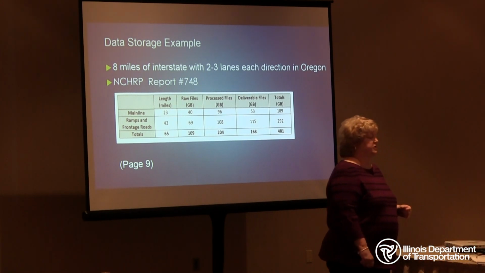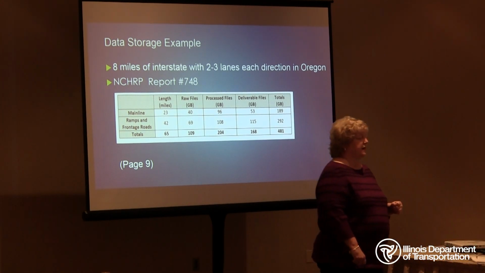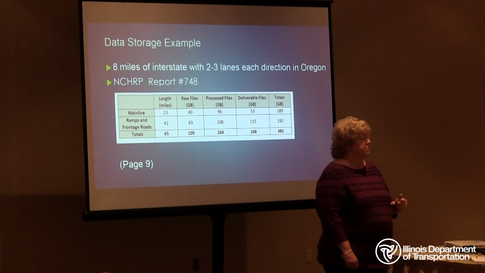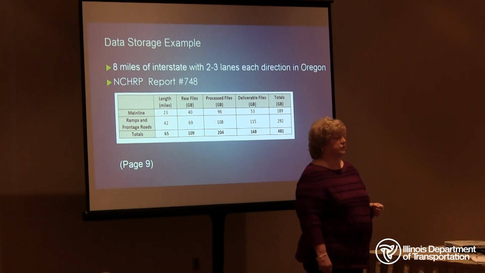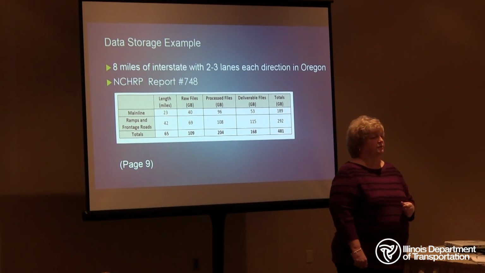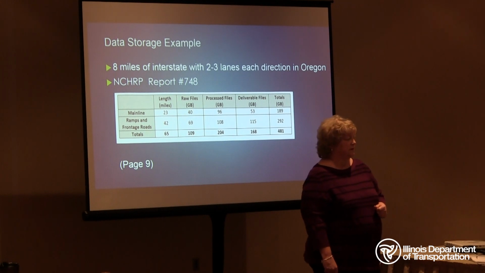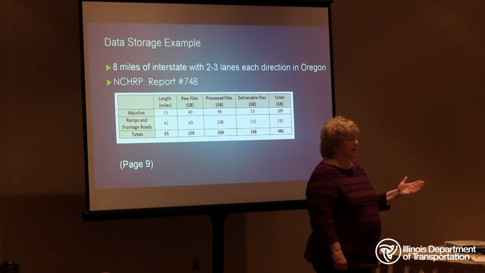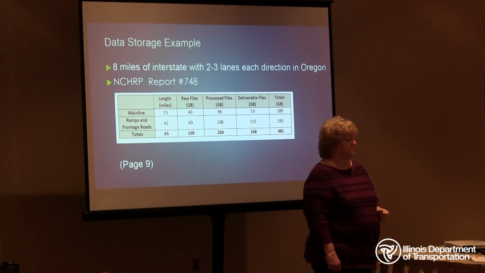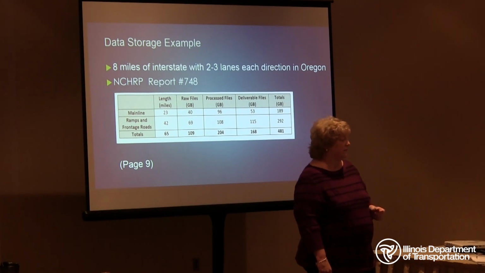This is a data storage example. It's on page 9 of your handout. It's 8 miles of interstate with 2 to 3 lanes in each direction, and it was taken in Oregon. It shows the main line and the ramps and frontage roads. It shows for that 8 miles, they had to travel 65 miles in order to get all the LIDAR data.